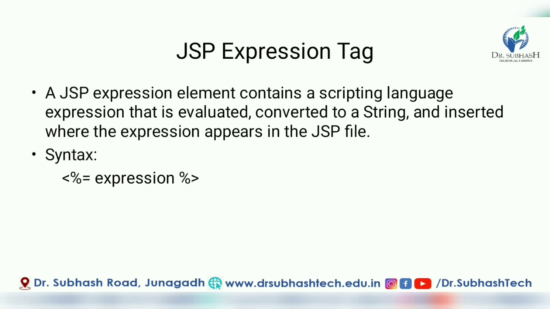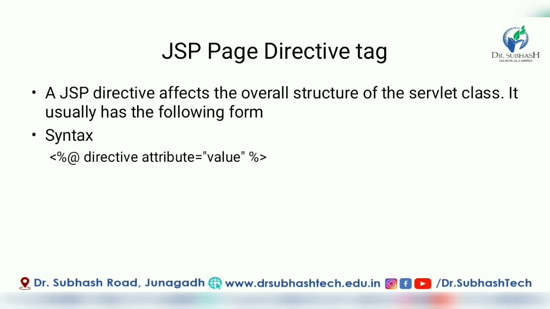System.out.println we use for writing in console, whereas on a JSP page we use out.println. If you write = and your message, this will be equivalent to out.print. The next tag is the JSP page directive tag.